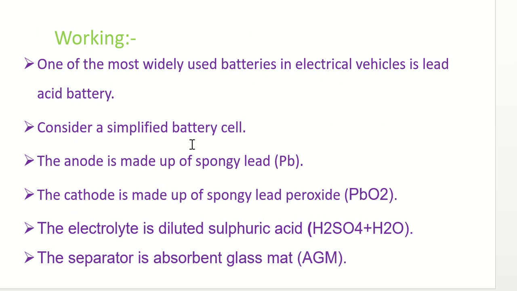Working. One of the most widely used batteries in electric vehicles is the lead acid battery. Consider a simplified battery cell. The anode is made up of spongy lead, Pb, the cathode is made up of spongy lead peroxide, PbO2. The electrolyte is dilute sulfuric acid, H2SO4 plus H2O. The separator is an absorbent glass mat, AGM.